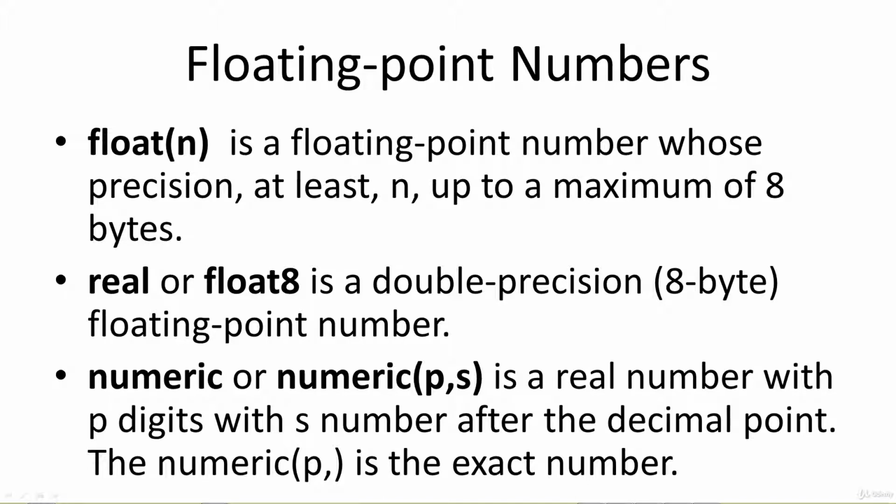Then the second type is real, or you could also use float8, and it's a double precision, meaning 8 byte floating point number. Then you have numeric, or you can also use numeric(p, s), and that's a real number with p digits with s number of them after the decimal point. And if you want the exact number, so pretty much perfect precision, at least as far as you can get it, you can use the numeric with p comma nothing, and that's going to be the exact number.